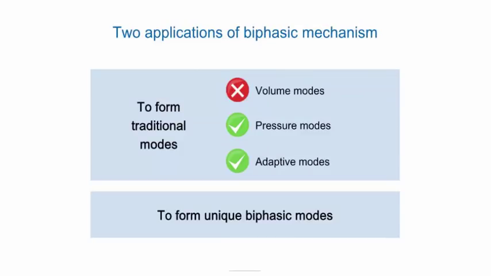Applications of the biphasic mechanism. Biphasic mechanism is mainly applied in mimicking traditional pressure and adaptive modes and forming unique biphasic modes. DuoPAP and APRV are 2 typical biphasic modes. The 2 modes may be merged into one.